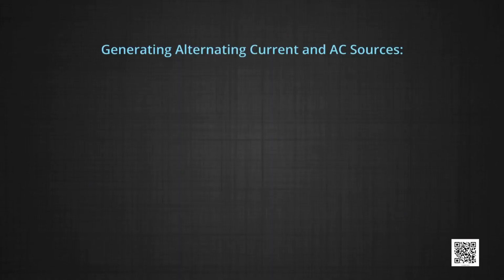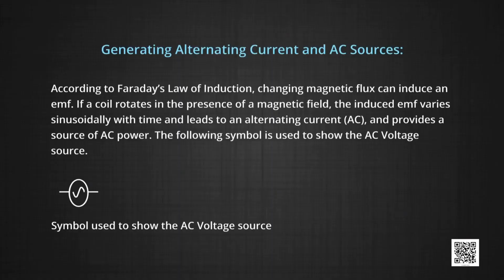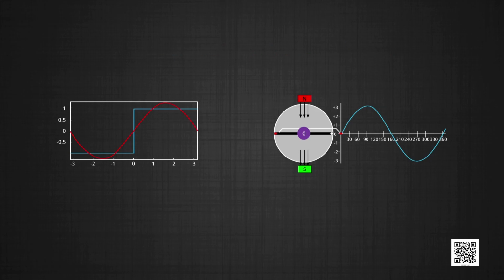Now, we can discuss generating alternating current and AC sources. According to Faraday's law of induction, changing magnetic flux can induce an EMF. If a coil rotates in the presence of a magnetic field, the induced EMF varies sinusoidally with time and it leads to an alternating current. It provides a source of AC power. Here the symbol is used for the AC voltage source. At the same time, we can see this AC waveform, how it is happening.